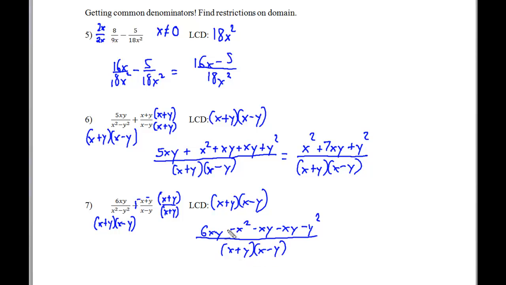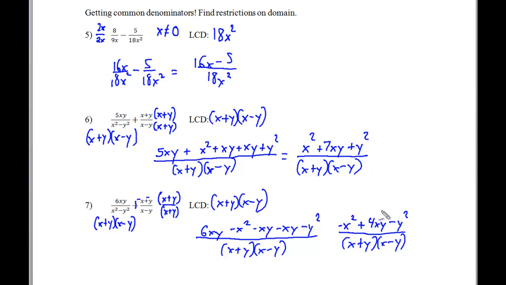So now what I have is I'm going to put all this together up here. So I have negative x squared, and I'm going to have plus, now in this case, 6 minus 1 minus 1 xy is going to be 4xy minus y squared, all over x plus y, x minus y. And there's nothing I can do there because there's no two numbers that multiply to make -1 and add to make 4. So that's the end of that problem.